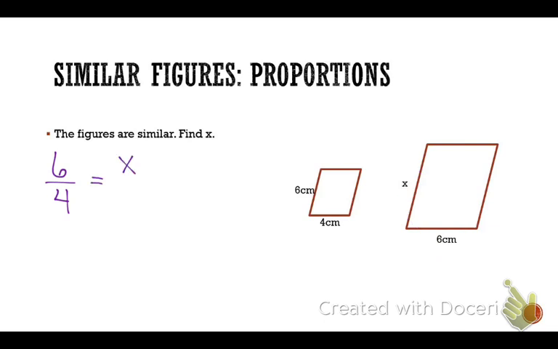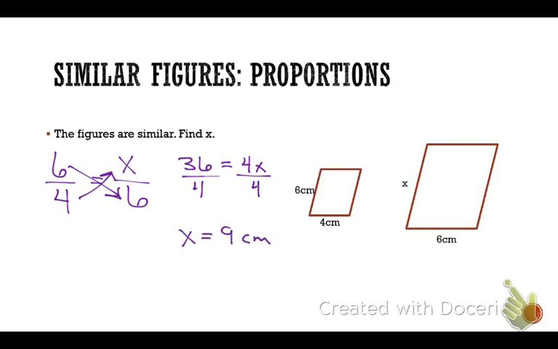So if I go x over 6, how could I solve this proportion? We talked about doing something. Just tell me. Cross products. Okay? So 6 times 6 is what? 36. Equals, what's 4 times x? 4x. What could I do to solve for x? Yes, divide by 4, and x equals 9 centimeters. Okay, 9 centimeters. You're going to have a proportion on your quiz. All right, questions, guys?